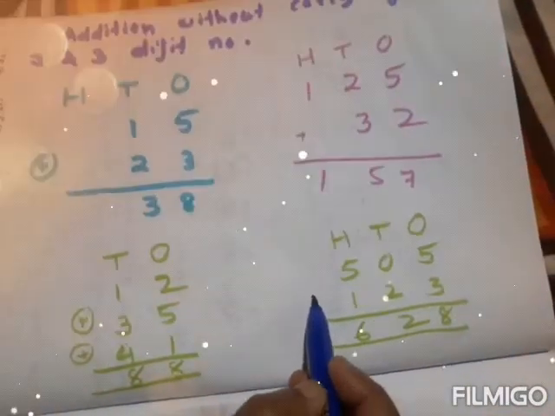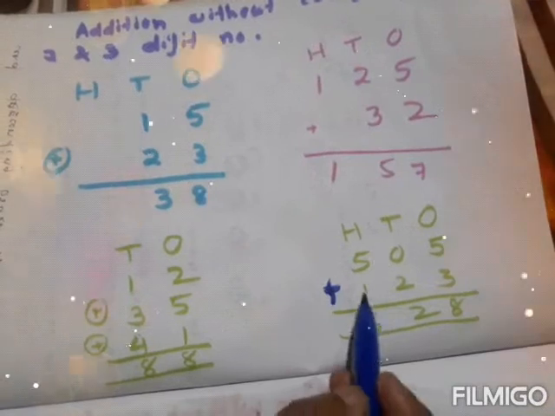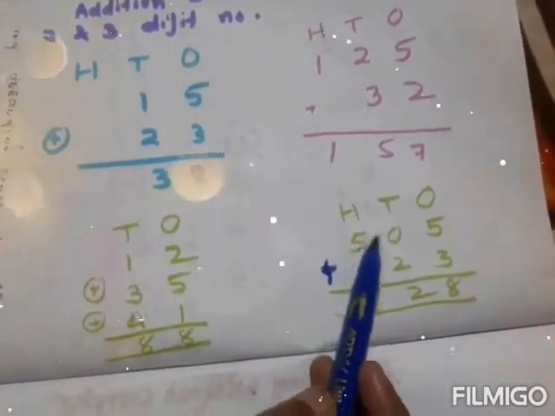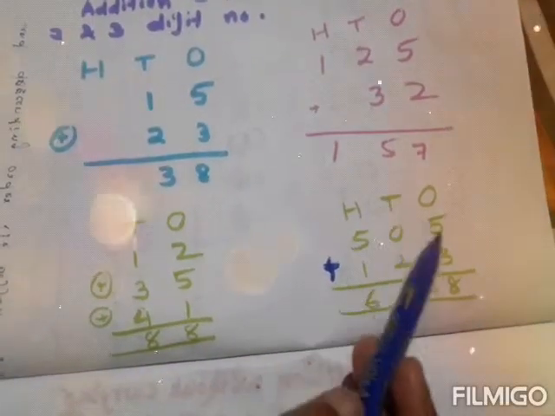Here one more example is given to you. Both numbers are 3-digit numbers with a hundreds place. Okay, so the numbers given to you are 505 plus 123. So I will write 5 under the hundreds place, 0 under the tens place and 5 under the ones place. Here 123, so I will put 1 under the hundreds place, 2 under the tens place and 3 under the ones place.